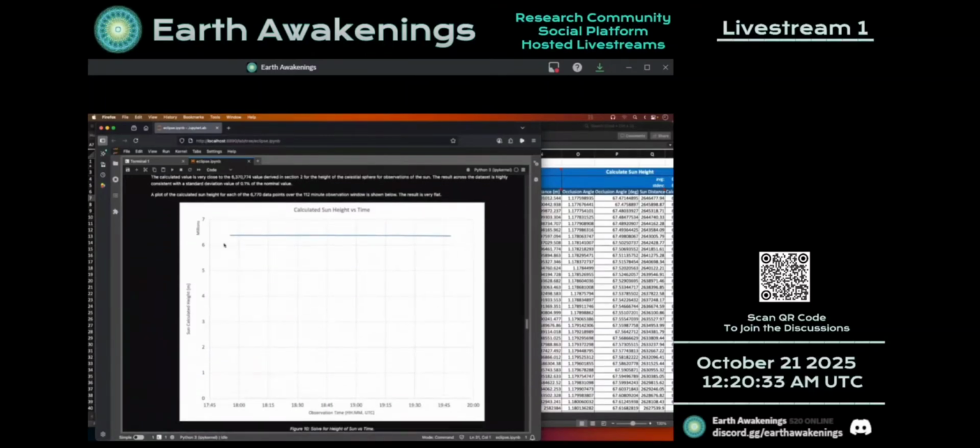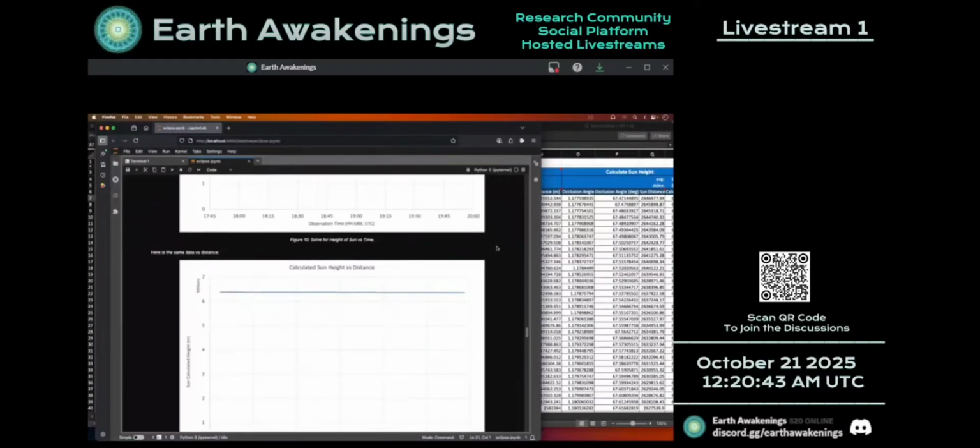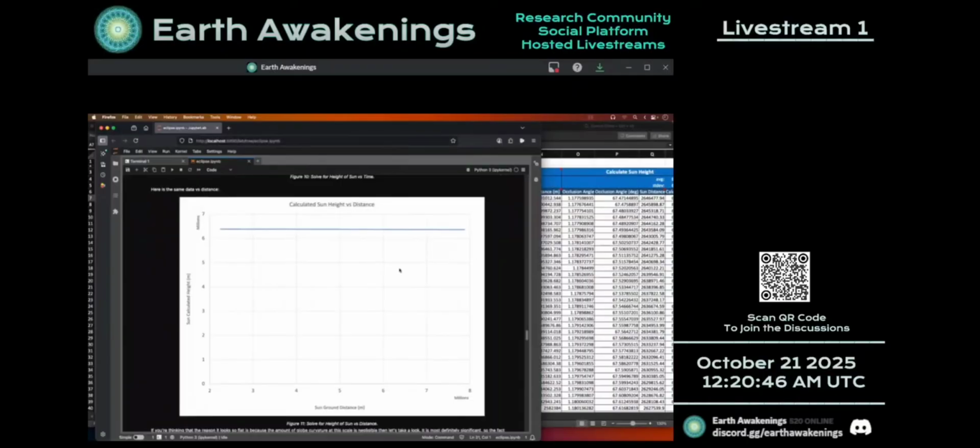This is showing the height of the sun plotted out for all 6,000 data points, and the result is very flat. This is versus time. We can also show it versus distance. And the key point to consider here is we're actually starting the eclipse here, and the distance gets smaller and then gets bigger, so it's actually going over itself exactly, and it's so perfect you can't see it.